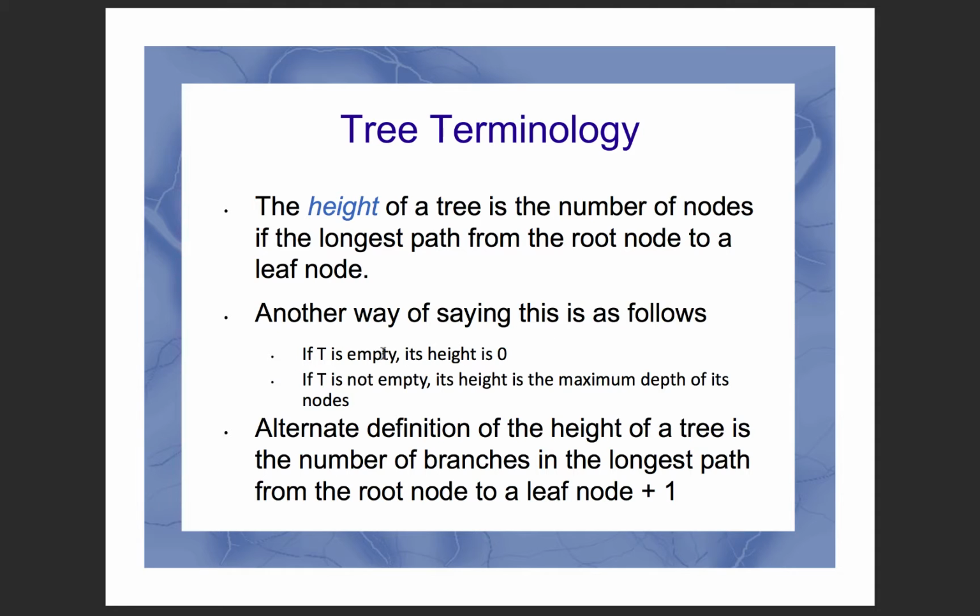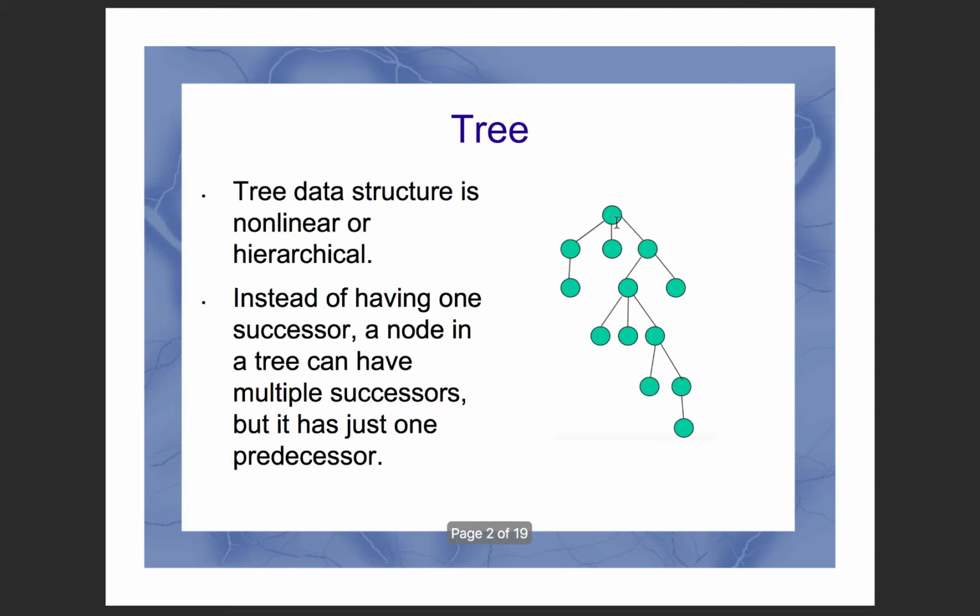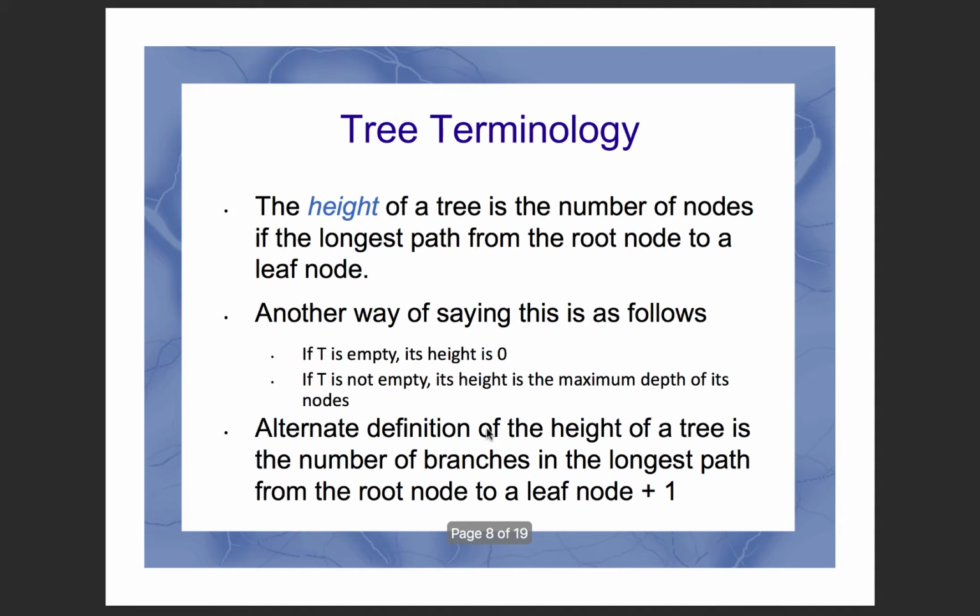Another way of saying that: if the tree is empty, then the height is 0. Say for example, you don't have any node in the tree, then you can say that the height of the tree is 0. If the tree is not empty, then its height is the maximum depth of its nodes. So the height of the tree is the maximum depth of its nodes. Alternatively, we can calculate it in that way.